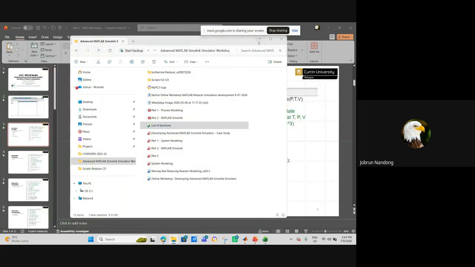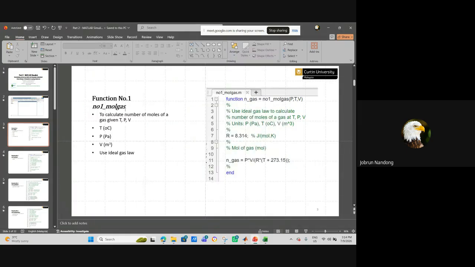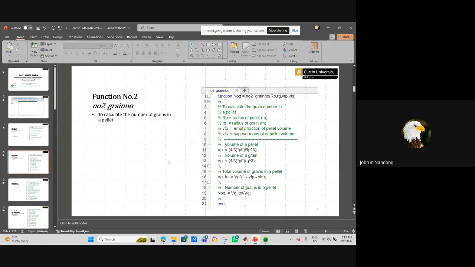Now, we look again at that first function. Hopefully there's no problem with that. Okay, so we move on to the second function. The second function will calculate the number of grains in a pellet. Why do we need to calculate the number of grains in a pellet? That can be used later on for the surface area and a few other things.